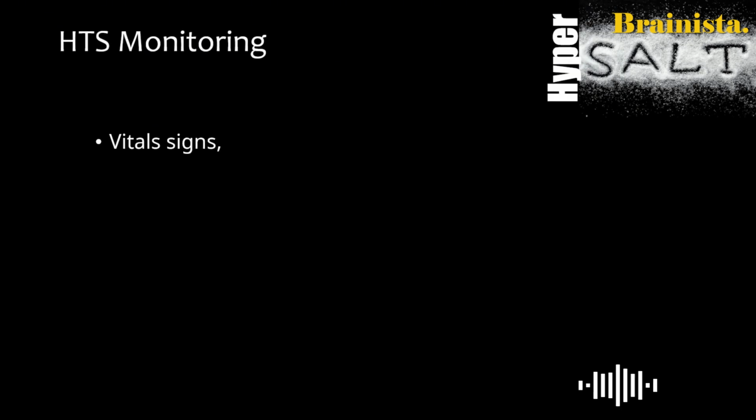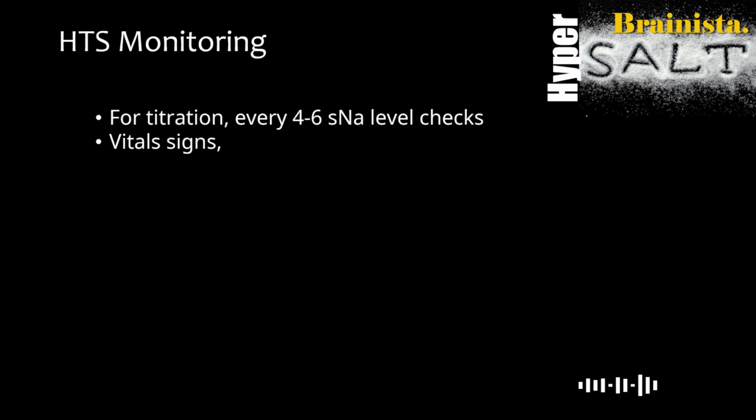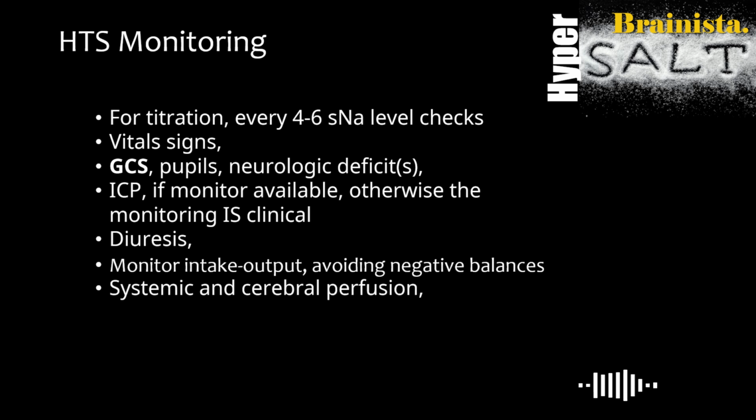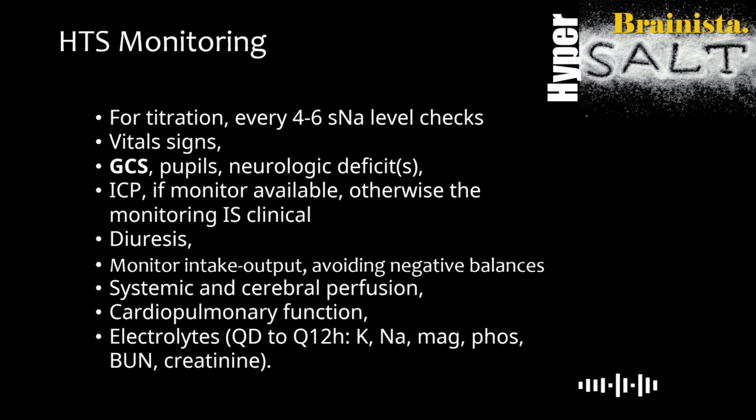For titration, draw serum sodium every 4 to 6 hours. Follow the sliding scale for initial guidance. Also, monitor the vital signs, GCS, pupils, the neurologic deficits, and ICP if a monitor is available. If an ICP monitor is not available, then the monitoring is of the clinical exam. Monitor intake and output, avoiding negative balances. Monitor the systemic and cerebral perfusion and cardiopulmonary status. Also, monitor the electrolytes every 12 to 24 hours: potassium, sodium, magnesium, phosphorus, BUN, and creatinine.